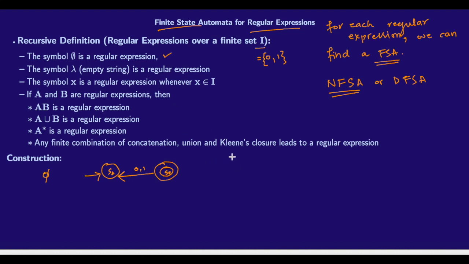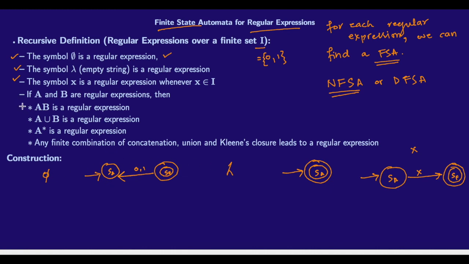Now we talk about the empty string. The empty string is where we start and end up at the same state. So this is my empty string. I start here and I also mark it as an accepting state, so that if an empty string comes, it is accepted. Now, what about the symbol X, when X is a member of I? This is also simple. We say this is SA, and for the input X we get to a final state. We call it SF or SB or whatever you want. So this is for the symbol X. Okay, so we have done these.